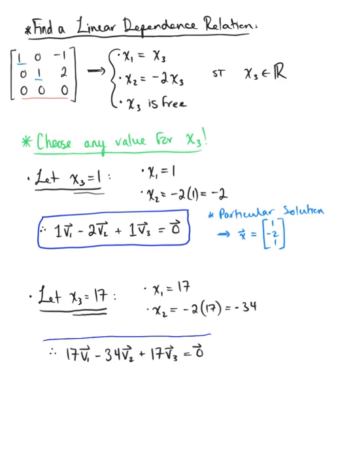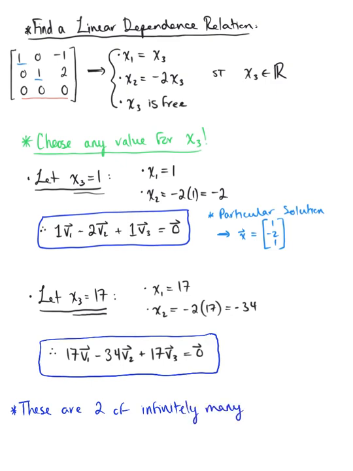So here is another possible linear dependence relation amongst these three vectors. So we'll make a little love note here to ourselves that these are just two of infinitely many possible linear dependence relations among these three vectors, v sub 1, v sub 2, and v sub 3.